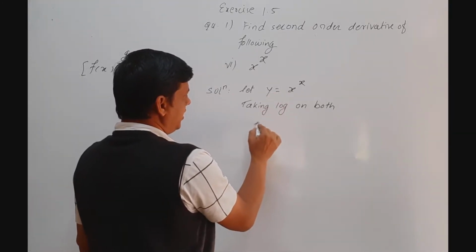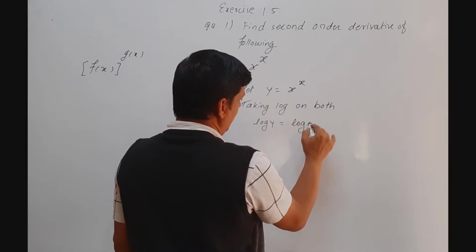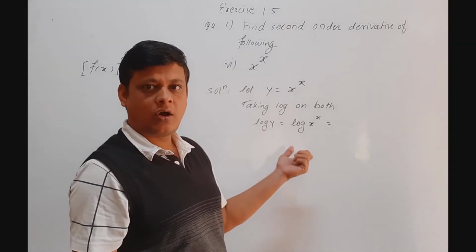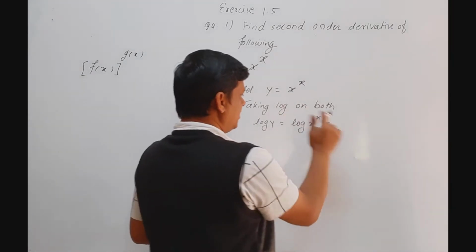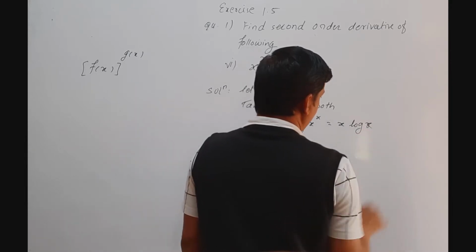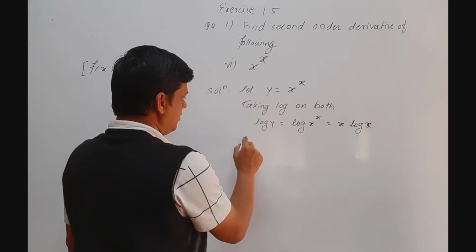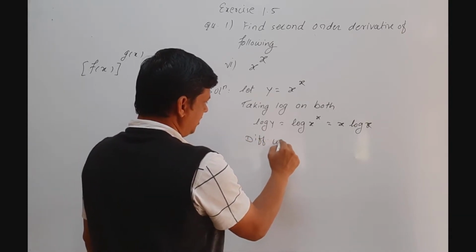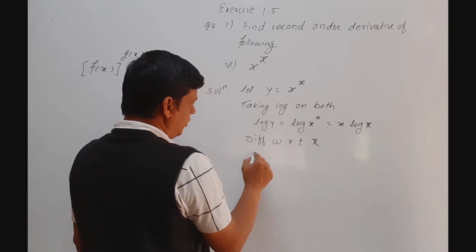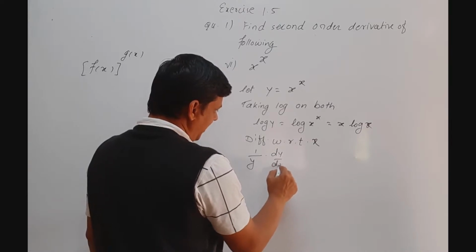So we write here in the left hand side log y is equal to, in the right hand side, log of x raised to the power x. So we use here the law of exponent. So write this x in multiplication. So we get x log x. So differentiate this x log x with respect to x. So write here, differentiate with respect to x. Derivative of log y with respect to x, we write 1 by y into dy by dx.